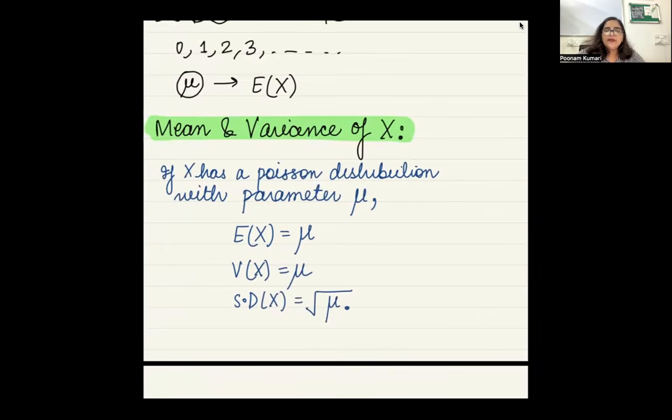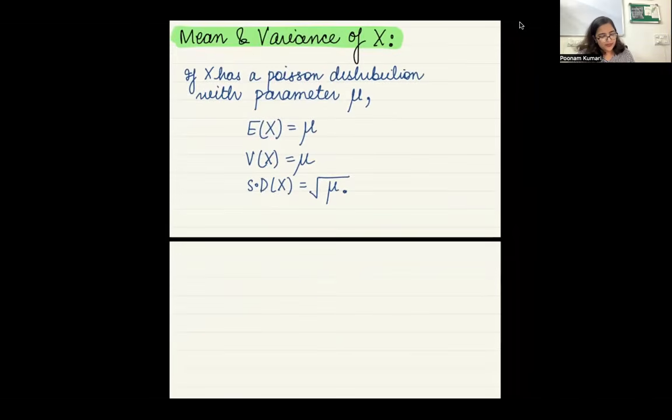ठीक है. अब ये आया कैसे? How did this come? ये कैसे आया? इसको कैसे prove करें? तो क्या करना पड़ेगा? What is the expected value of X? What's the formula for finding expected value of X? What should we do?